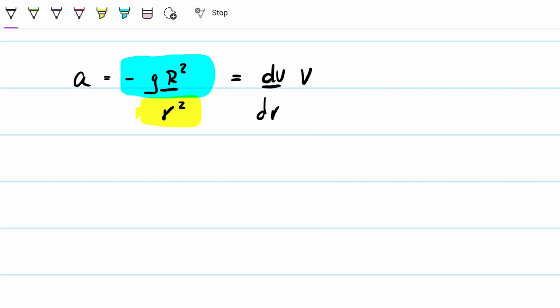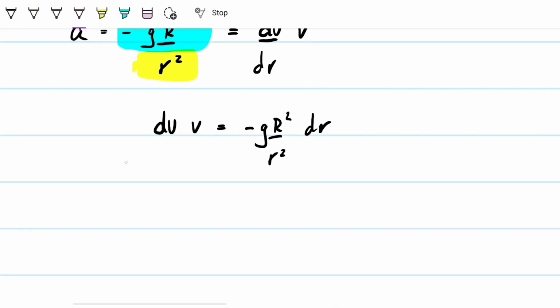Okay, so what we can do here is rearrange. Let's leave the v dv on one side, and then I'm going to set everything else to the other side. So I'm going to have minus g R squared over r squared dr, and I can here integrate both sides. On this side, I'm going to go from v naught, the initial velocity, or the escape velocity that we're looking for, all the way to a given v.